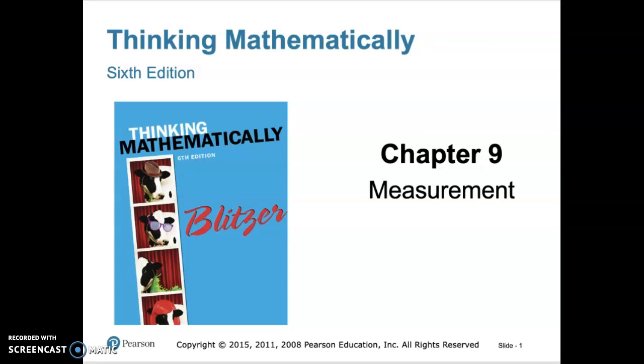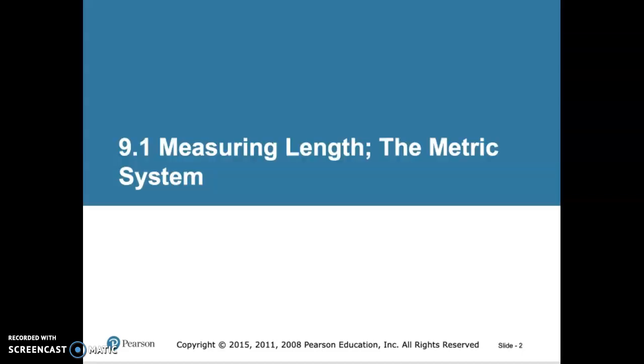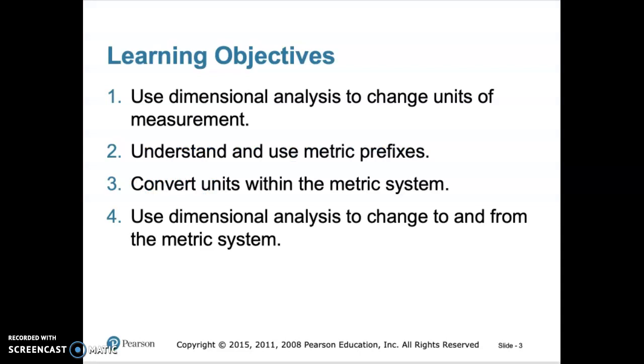So this is not quite our book. We're actually in the fourth edition, but we are starting chapter 9 today, and section 9.1 is measuring length, the metric system. So as you can imagine, this is nothing that you haven't seen before.